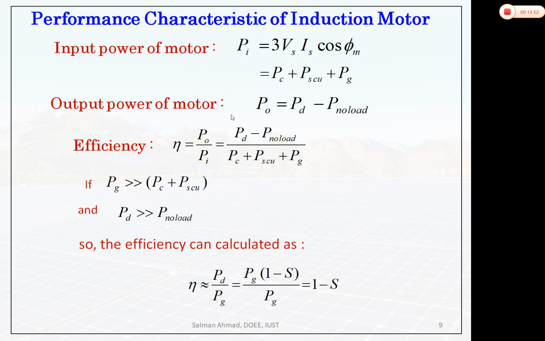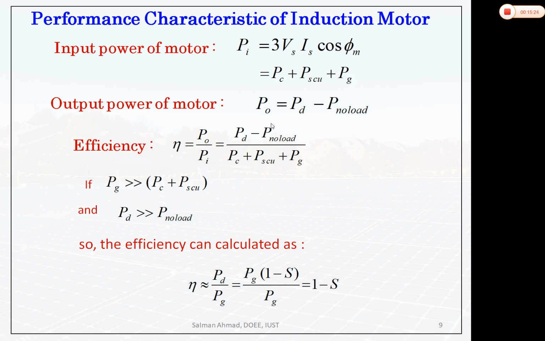Similarly, output power is developed power minus no load power. No load power is actually the friction and windage losses in the motor. If you subtract that, you will get the useful output power. So efficiency you can find as output power upon input power. Output power is PD minus P no load, divided by input power, which is P core plus P stator copper plus gap power.